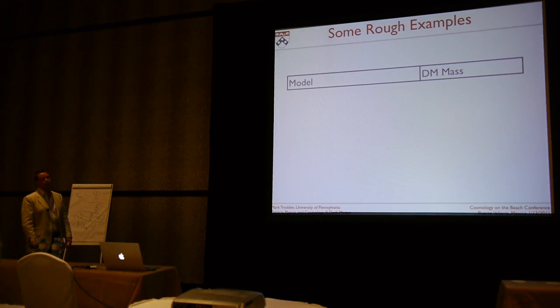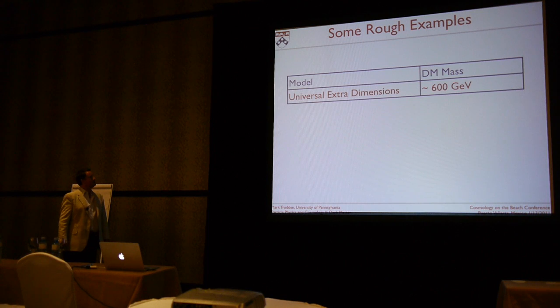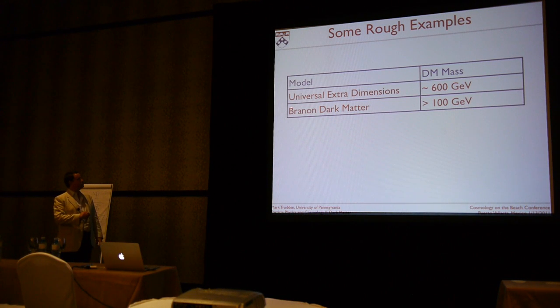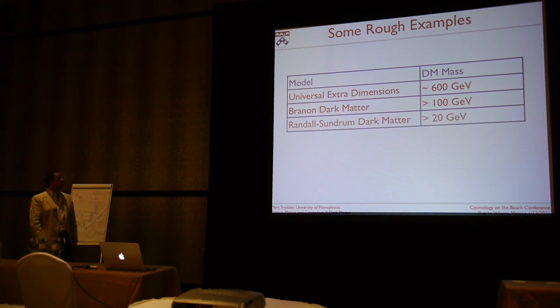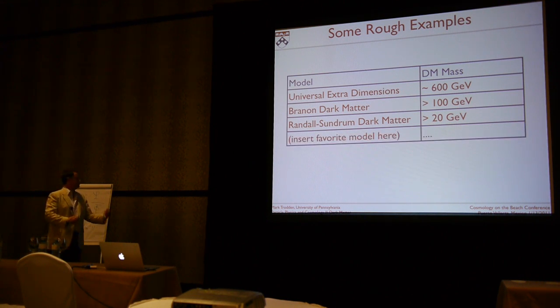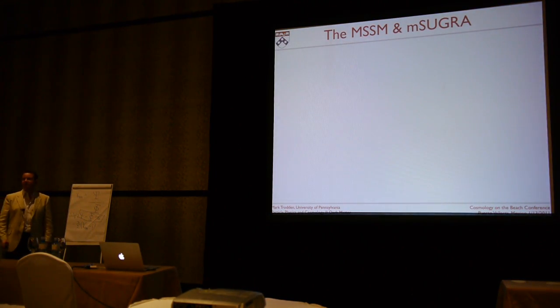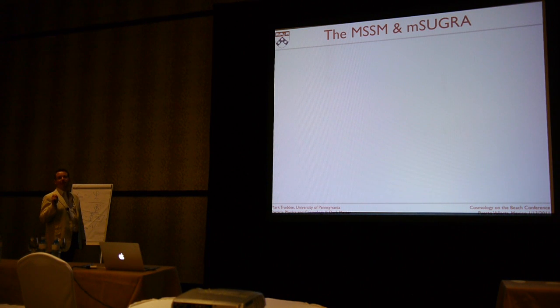Let me start by giving you just some rough examples. In the universal extra dimension model, some calculations put the dark matter mass around 600 GeV. In brane-on dark matter, which is dark matter that comes from the oscillations of these branes I talked about, people tend to know that the dark matter mass is greater than 100 GeV. Randall-Sundrum can be quite low, which is nice. People have just started to probe these things, really, in the last 10 years.